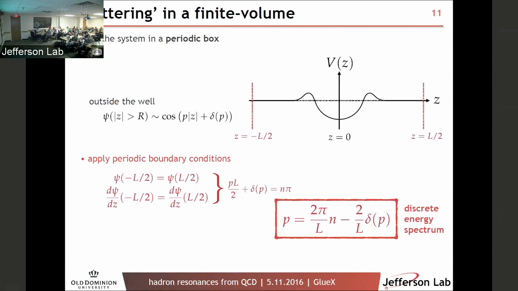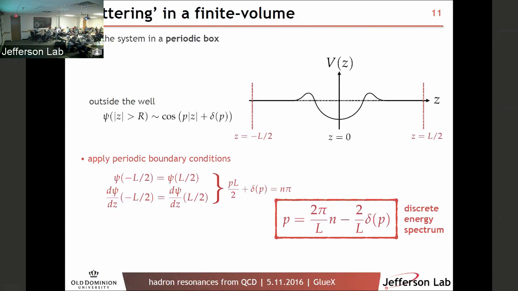The moment we put the system in a box, we killed the continuum. And it's easy to see in this quantum mechanics example. So put walls, put a periodic boundary outside the range of the potential, like this. Now, of course, you've got boundary conditions here. You've got to have that the wave function and its derivative are continuous at these walls. And as soon as you apply these boundary conditions to these scattering solutions, you've now got a quantization condition on the momentum. You can't have just any momentum you like. You can only have the momenta which satisfy this expression.